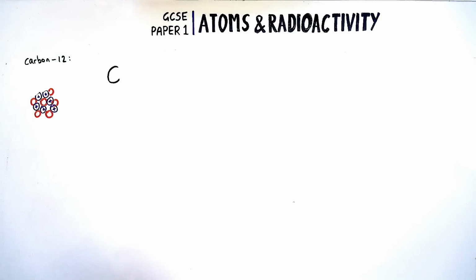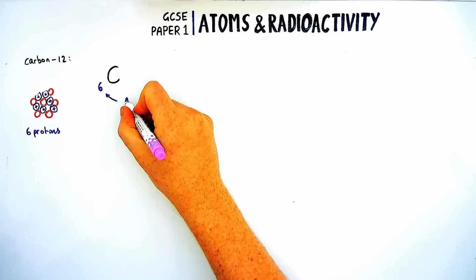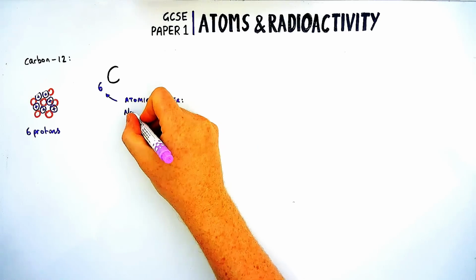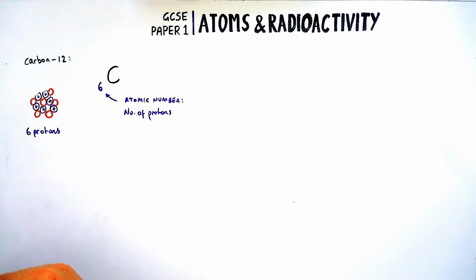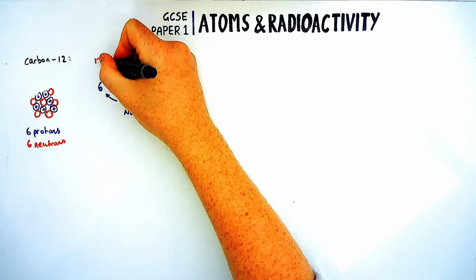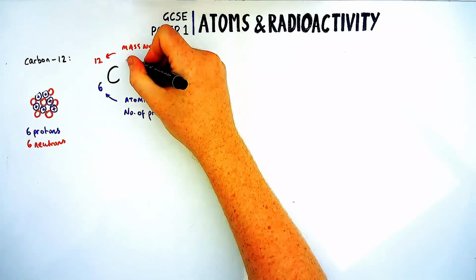Next up, we're focusing specifically on the nucleus, in particular, how to work out how many protons and neutrons are inside a nucleus. So in this example here, I've got some carbon-12. As you can see from the diagram, we count them up. There are 6 protons and there are 6 neutrons. So the atomic number is the number of protons. In this case, that will be 6.